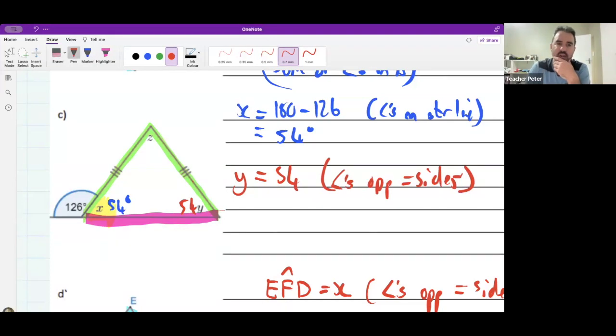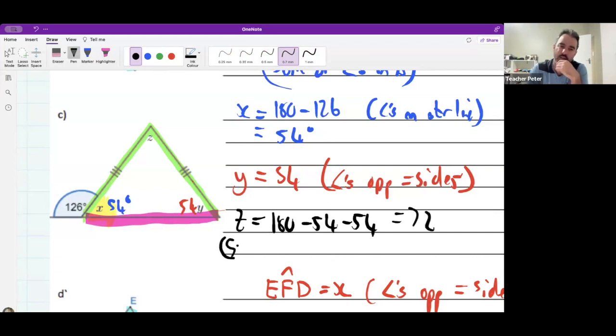So what is Z going to be then? Well, I think it's just the sum of angles in a triangle. So it will be 180 minus this, which is going to be minus 108. So that should be 72. And the reason is sum of angles in a triangle. So this would be 72 degrees. All right. So that is our first half of the lesson.